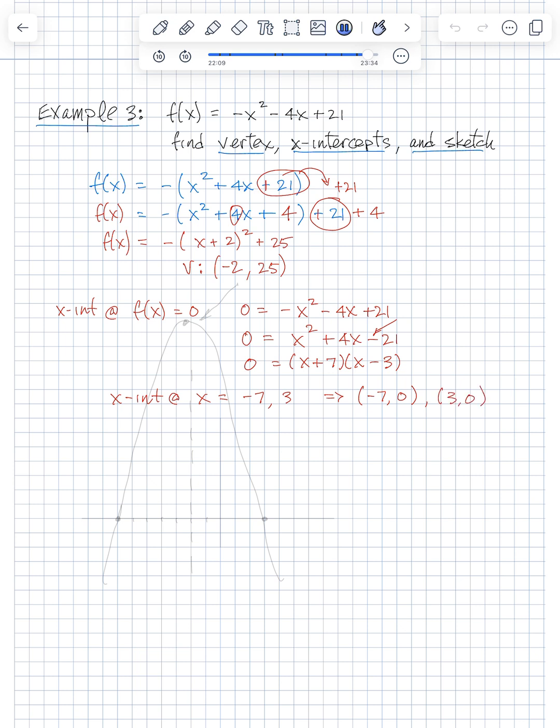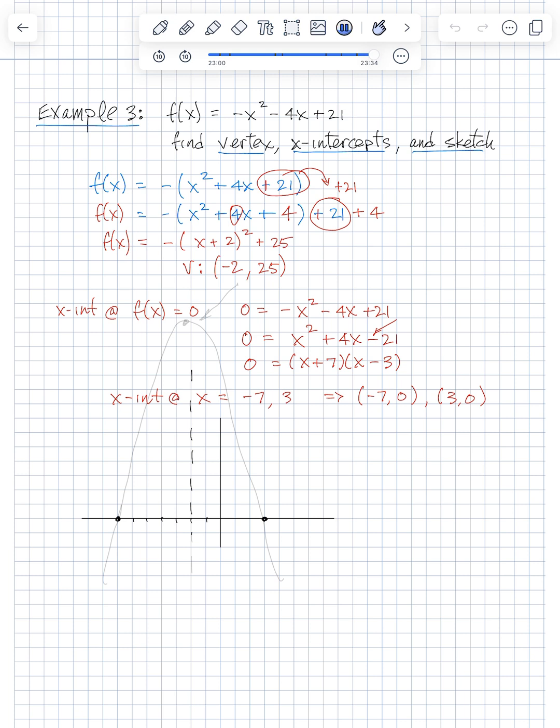So now we're ready to sketch this thing. So let's get a coordinate frame. Yeah, I don't want to put it there. Let me put it closer to the middle. And let's put it here. So negative 7, 0, 1, 2, 3, 4, 5, 6. There's one intercept, and 3, 0, another intercept. And our vertex, where was our vertex? Negative 2, 25.